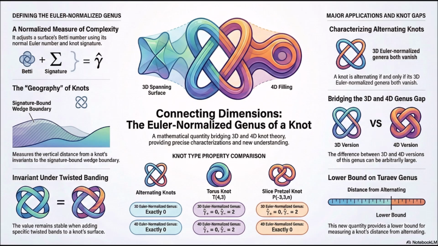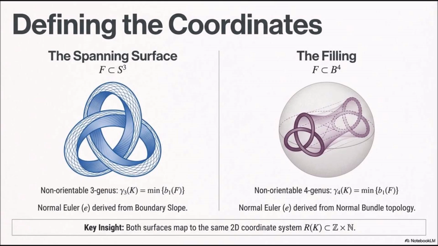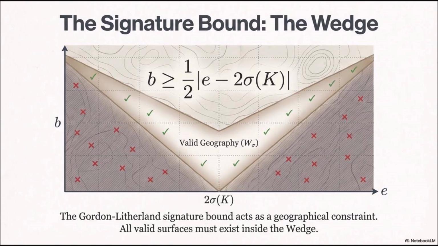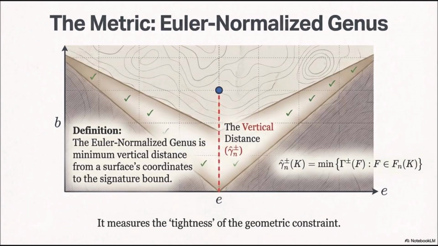In the geography diagram, we may read off gamma of K as the lowest height of a point in the set, whereas gamma hat of K is the minimum vertical distance from the point to the upward sloping, downward sloping boundary of the wedge. This is the geometric interpretation of their new quantity. This is brilliant. The ordinary genus, gamma, is just how low is the lowest dot on the island. The lowest altitude. Exactly. But the new Euler-normalized genus is how close does the island get to the wall of the V-shaped valley. Ah, so it's a measure of proximity to the theoretical limit. That's it, exactly. It's measuring how close the most efficient surface is to the absolute theoretical limit of efficiency.